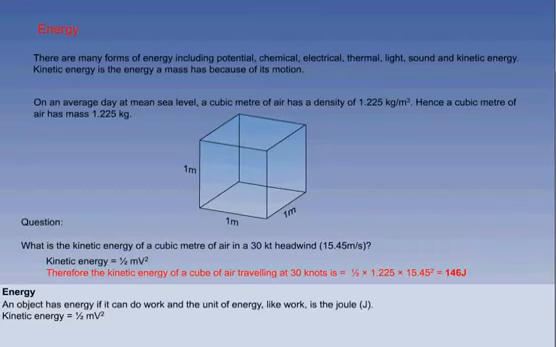The kinetic energy is found by squaring the air's speed in meters per second by the mass of the cube of air, and then halving it. Therefore, a cube of air travelling at 30 knots, which is 15.45 meters per second, has 146 joules of energy.